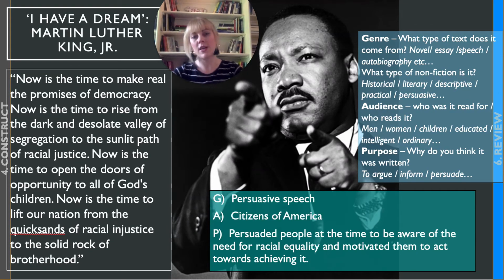Okay, so hopefully you have now had a go at working out what the genre, audience and purpose would be. And I've just displayed the answers here. So the genre, it is of course a persuasive speech. The audience, citizens of America. You may well have known that if you know anything about his background. Don't worry if you didn't know. And the purpose, to persuade people at the time to be aware of the need for racial equality and motivate them to act towards achieving it.